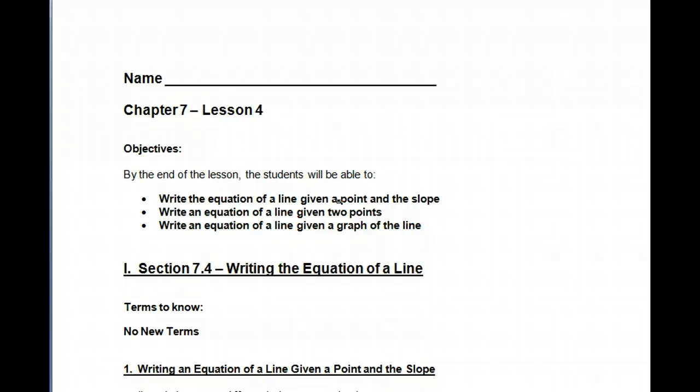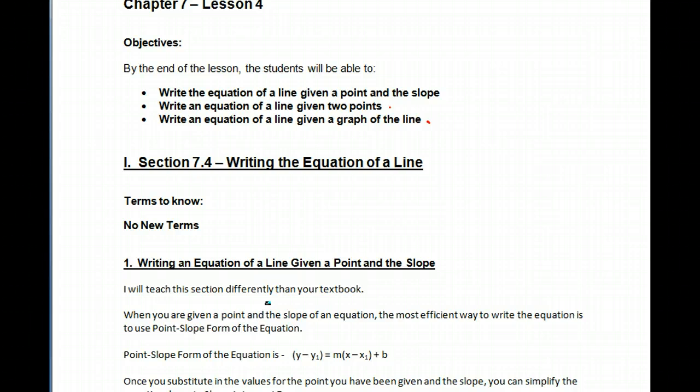In this lesson, we are going to focus on three main objectives. We are going to learn how to write the equation of a line given a point and the slope. We're going to write the equation of a line when we're given just 2 points, and we're going to write the equation of a line whenever we're just given the graph of the line. There are no new vocabulary words for this section.